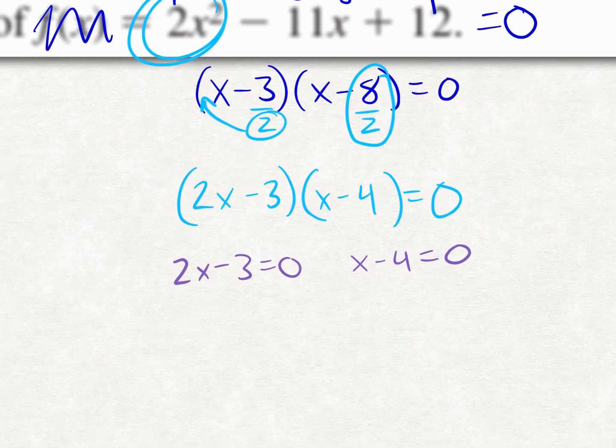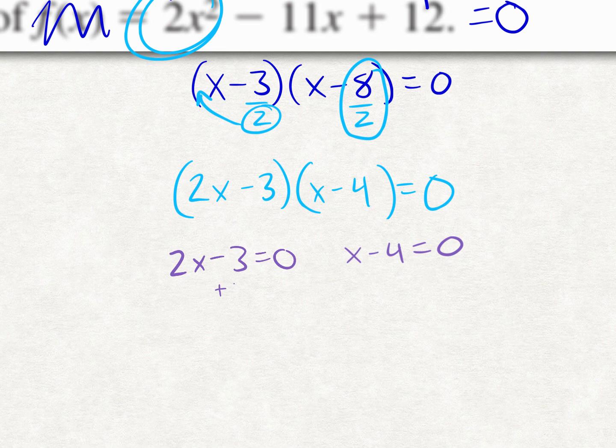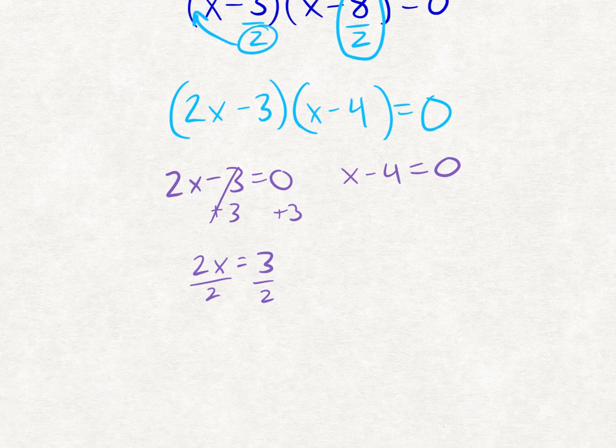The first one, we have 2 steps to do. I'm going to add 3 to both sides. So 2x is equal to 3. Then divide both sides by 2. So x is equal to 3/2.